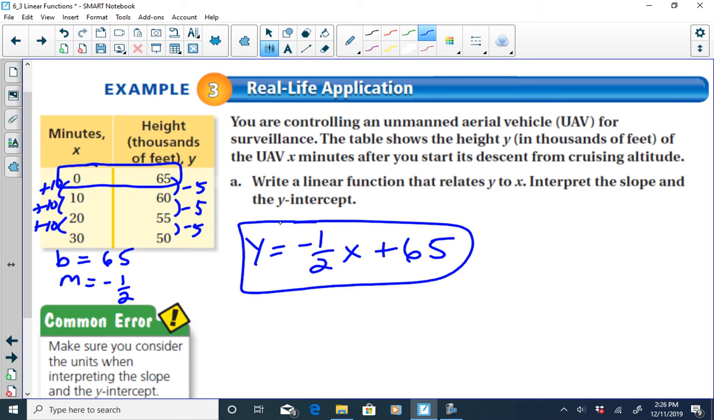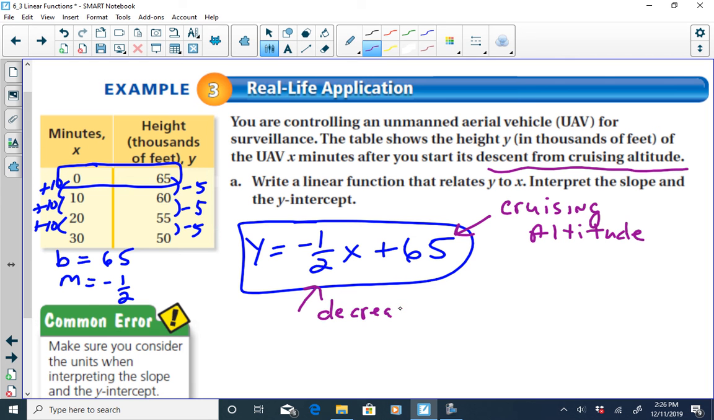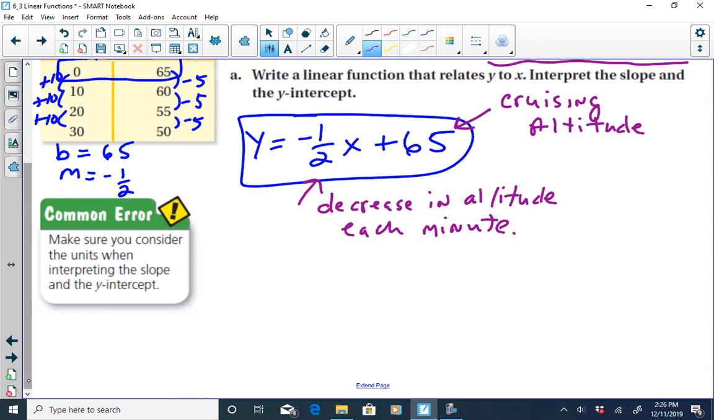Now, the question asks us to interpret the slope and the y-intercept. Well, let's start with the y-intercept. The problem says that it's going to descend from its cruising altitude. So that 65 represents its cruising altitude. And then the negative 1/2 x represents the drop in feet. And what would that be? Every minute. So that negative 1/2 x is the decrease in altitude each minute.